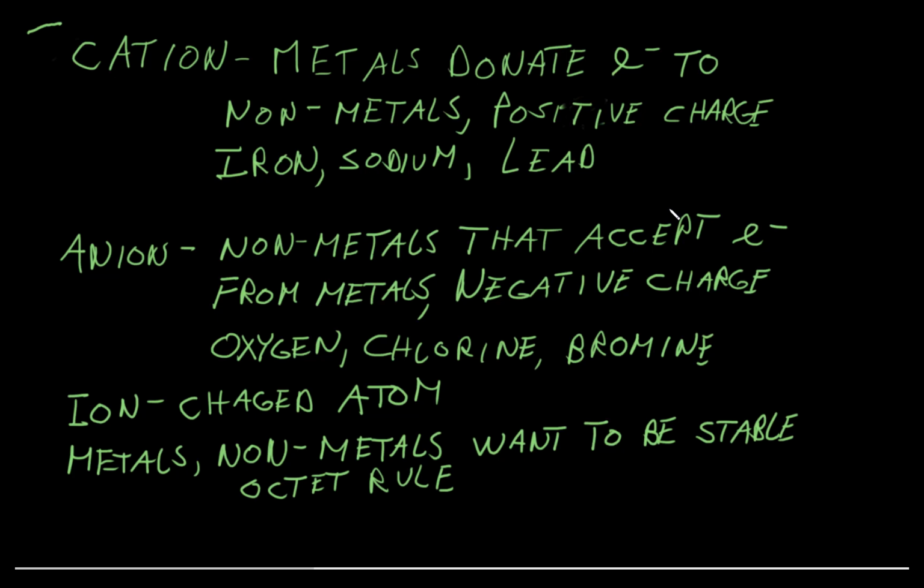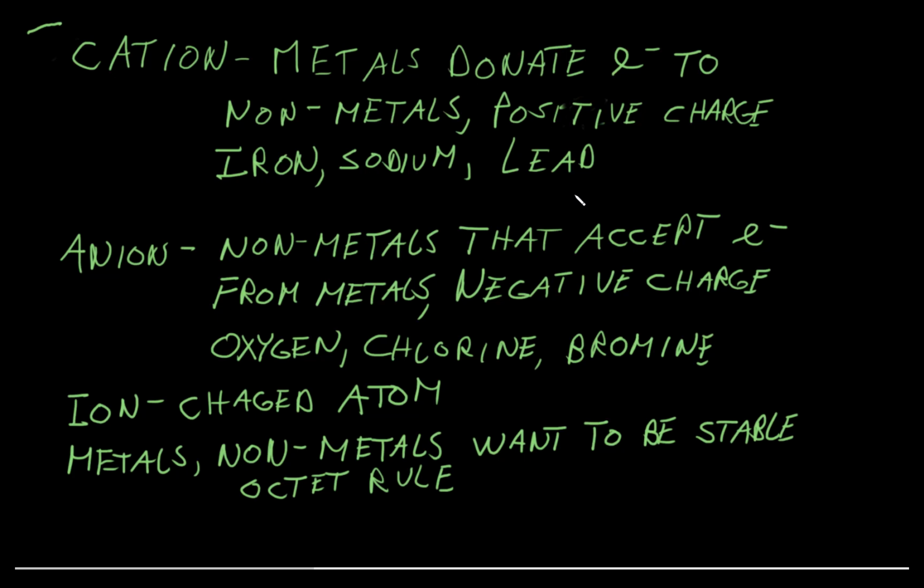Today we're going to look at cations and anions. A cation is a metal that donates one or more electrons to nonmetals. The metals become or have a positive charge, and some examples are iron, sodium, lead, magnesium. Those will all donate electrons. Anions, on the other hand, are nonmetals that accept one or more electrons from metals, and they have a negative charge, such as oxygen, chlorine, and bromine.